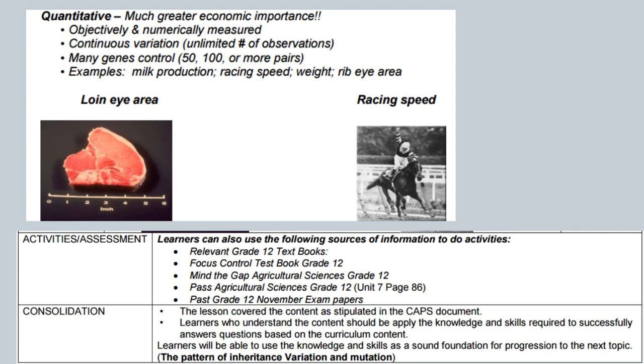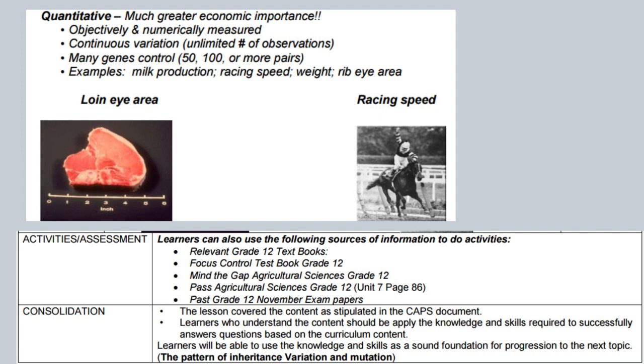Activity/assessment. Learners can also use the following sources of information to do activities. Relevant grade 12 textbooks: Focus Control Textbook Grade 12, Mind the Gap Agricultural Sciences Grade 12, Pass Agricultural Sciences Grade 12, Unit 7, page 86, and Pass Grade 12 November Exam Papers.